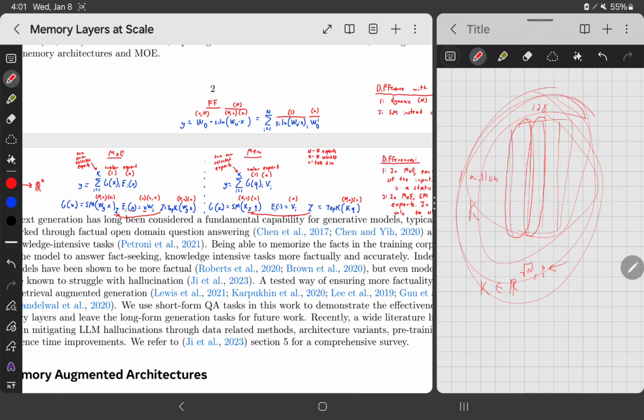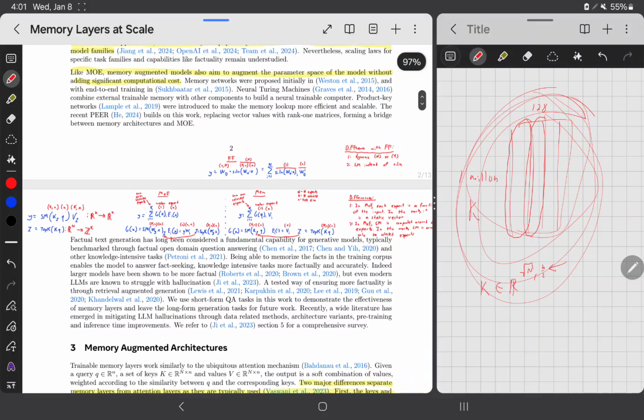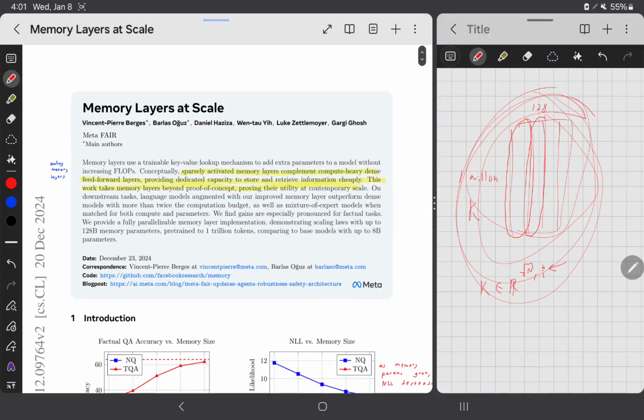I think it's somewhat interesting to see how they scale this and to see the improvements that they get. It's an interesting approach to scaling models to be very large. So yeah, that's memory layers at scale.